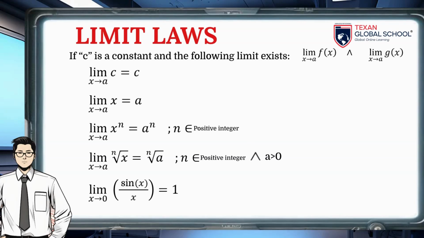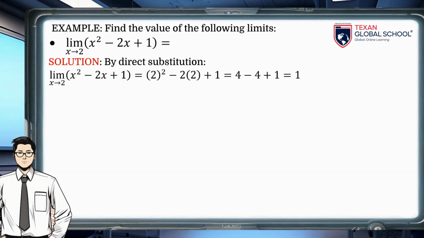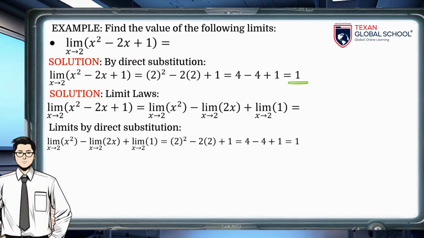Let's see some examples. We will evaluate the following limits. The first case, the limit when x approaches 2 of x squared minus 2x plus 1. By direct substitution, we obtain that the limit is equal to 1. This means that it is a continuous function at 2. We can use the laws of limits. Applying the limit of the addition and subtraction of functions, we apply the limit in each term. When evaluating each limit, we obtain the same result, thus checking that the laws are correct.